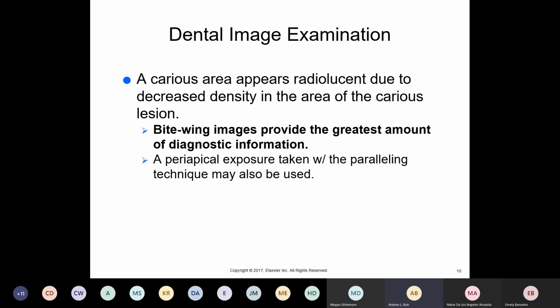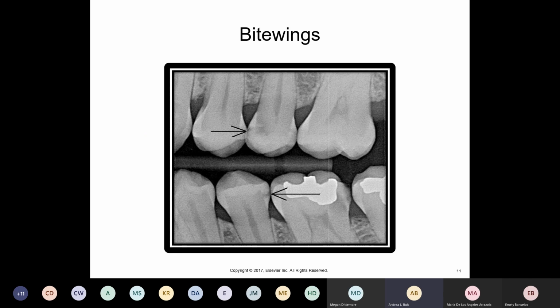A carious lesion is going to appear radiolucent, obviously, and that occurs because it has a decreased density, the tooth itself. Part of the tooth is being eaten away or it's much softer, so x-rays will travel through that easier than they will solid tooth structure. So like I said, bite wing images are going to provide the greatest amount of diagnostic information. A periapical can be helpful if it's taken using the paralleling technique. So sometimes those also can be helpful, but bite wing is the image of choice.